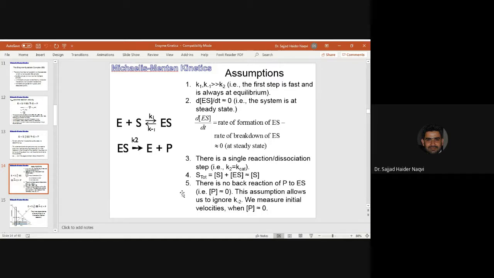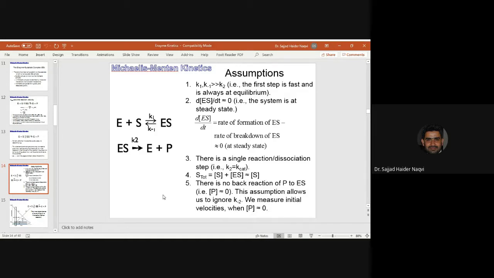The fifth assumption, there is no back reaction of product to enzyme substrate. And I think this assumption is pretty much clear, that you can see that this is not a reversible reaction. So there is no back reaction of P to ES. Once the P is there, it cannot go back. That means the concentration of P at this stage is approximately zero. I'm talking about this stage, right?